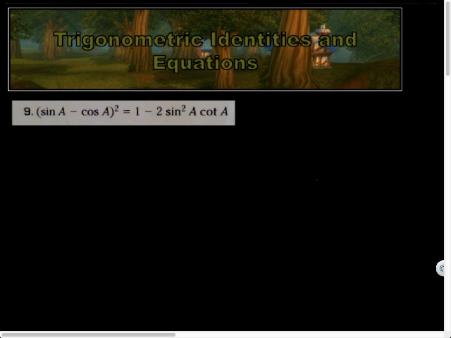Hi there, everybody. We are still talking about verifying trigonometric identities. I'm on page 434 again, but we've got some more challenging problems for you, so don't let that fool you into thinking it's going to be easy. So here's question 9. It says (sine A minus cos A) all squared, and so on.